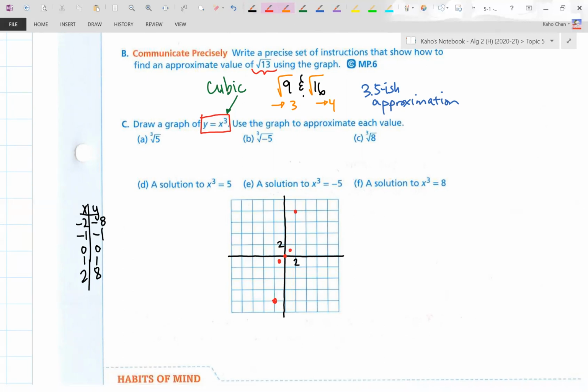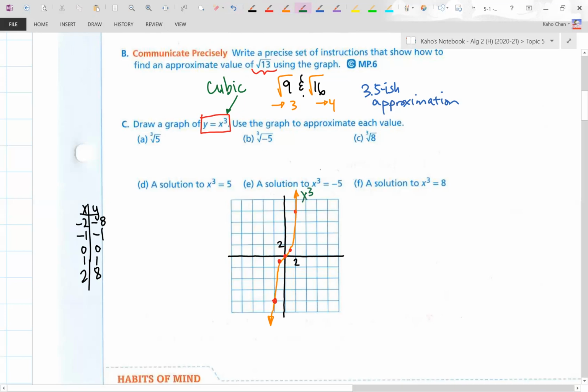This is a curvy graph. It's really cool. Whoops, I missed that one, didn't I? Try again. Very cool. That is y equals x cubed.